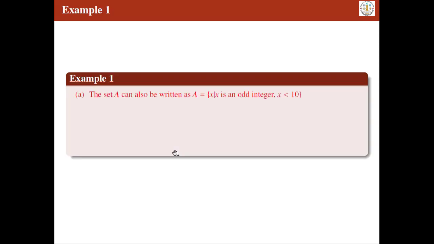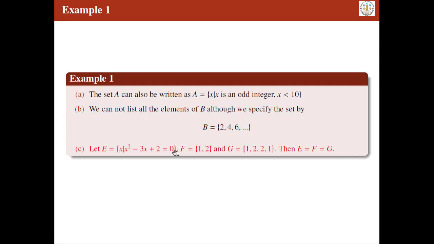Look at this example. The set A can also be written as A is the set of x such that x is an odd positive integer and x is less than 10. We cannot list all the elements of the set B, although frequently we specify the set by this presentation, where we assume that everyone knows what we mean. Observe that 8 is an element of B, but 3 is not an element of B.